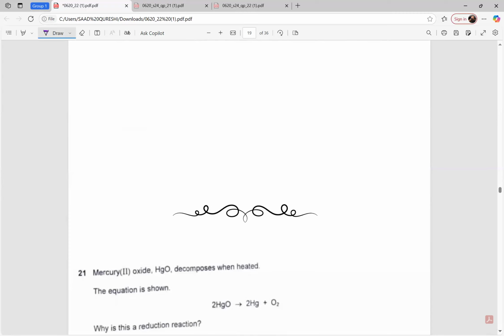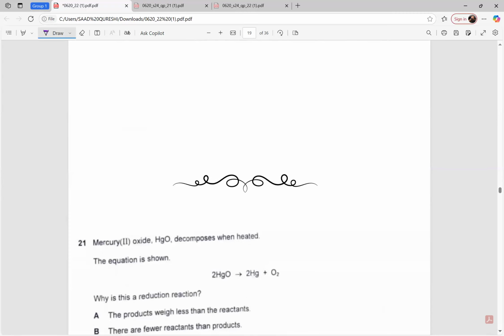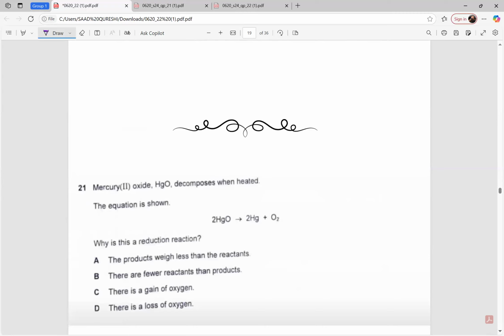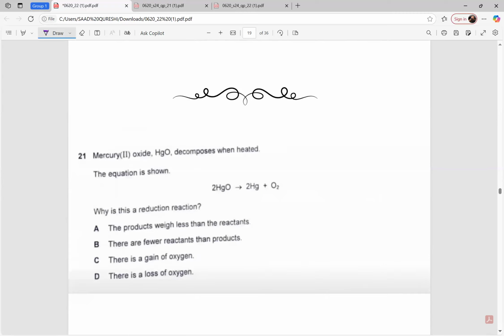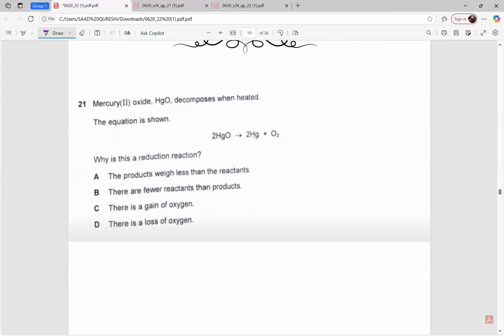Mercury oxide decomposes when heated. There's a reaction, 2AgO gives 2Ag plus O2. Why is this a reduction reaction? This is a reduction reaction because there is a loss of oxygen happening. That's why it is reduction.